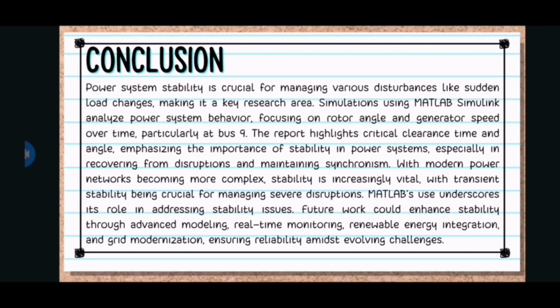With modern power networks becoming more complex, stability is increasingly vital, with transient stability being crucial for managing severe disruptions. MATLAB's use underscores its role in addressing stability issues. So the future work could enhance the stability through advanced modeling, real-time monitoring, renewable energy integration, and grid modernization, which ensures reliability amidst evolving challenges.